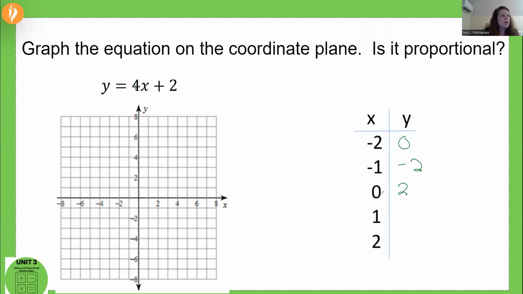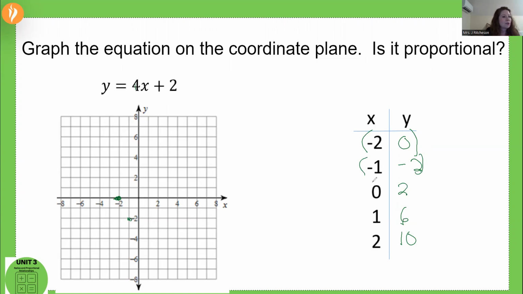What about when x is 1? 1 times 4 is 4. 4 plus 2 is 6. And what if x is 2? 2 times 4 is 8, and 8 plus 2 is 10. All right, so let's graph these ordered pairs. So if we go -2, left 2, and then go down, it would start here. What about go left 1, down 2, left 1, down 2?